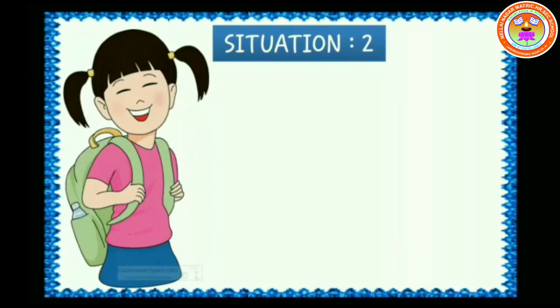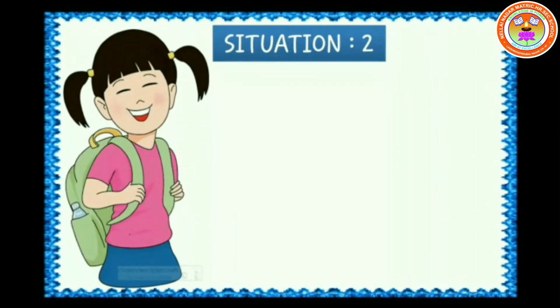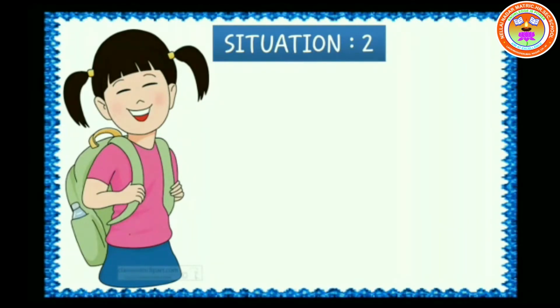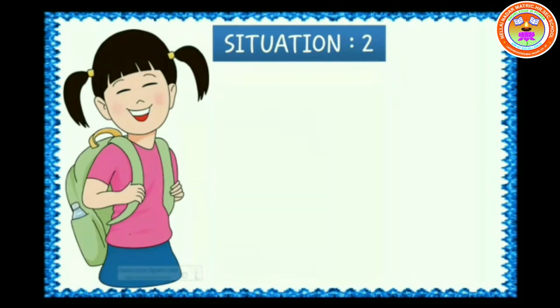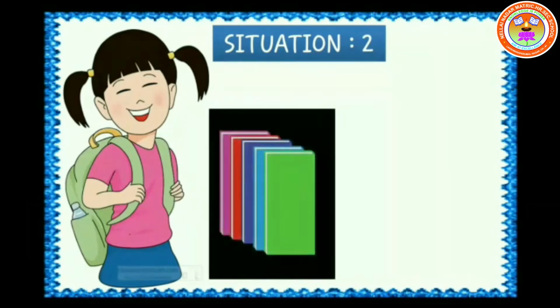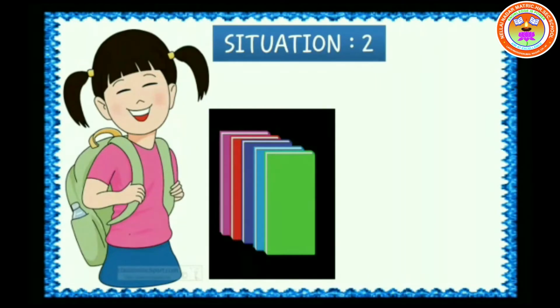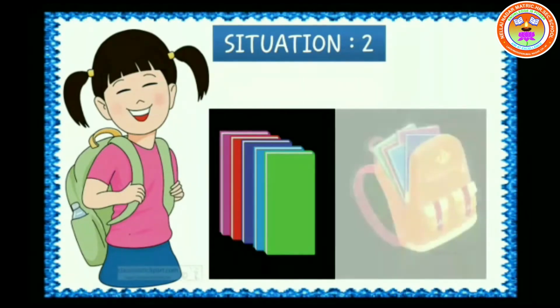Situation 2. Jyoti arranged her books in her school bag. Children, you are all ready to come to school? She kept 5 books in her bag. From this, we can say that the capacity of the bag is 5 books.